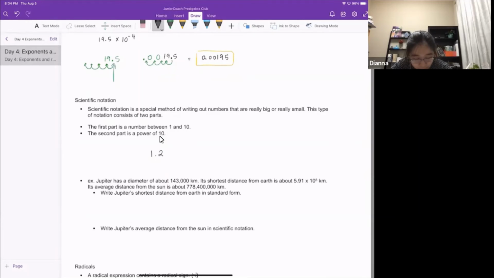And the second part is the power of 10. So we multiply by the second part. So 10, I could pick any number in the exponent. So maybe 3. And so this is proper scientific notation. So this is the first part. And this is the second part.